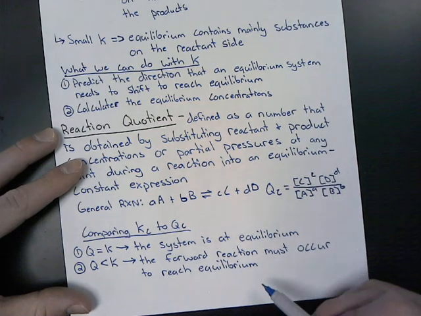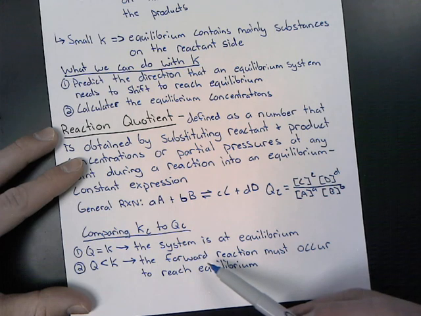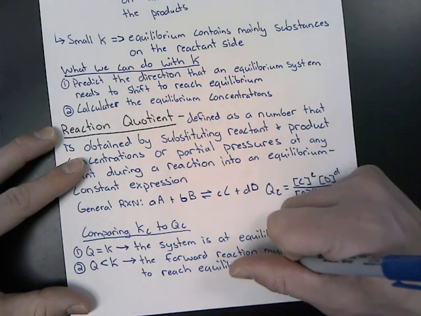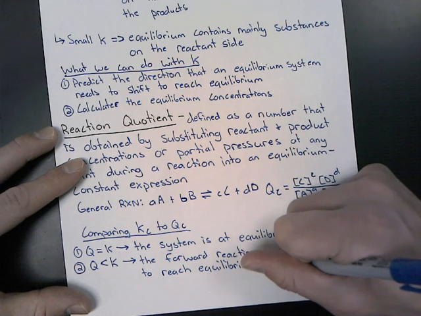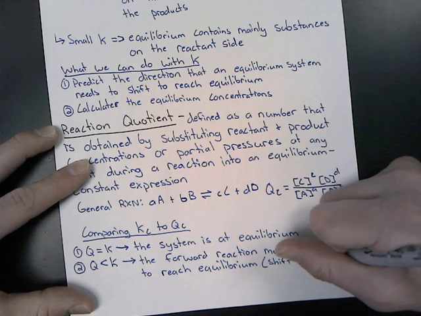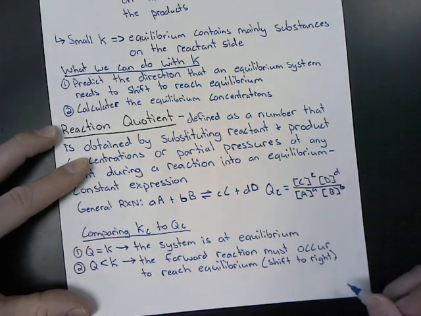What this means, what you'll commonly see when Q is less than K and we have to have that forward reaction, is that the equilibrium must shift to the right, or it must shift to that side of those first products that we see.